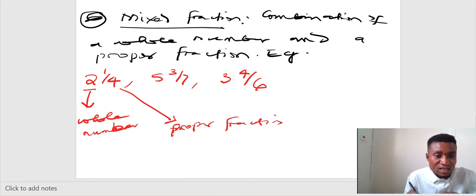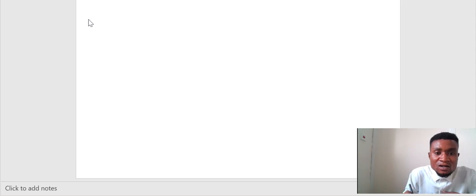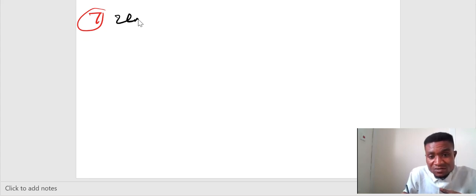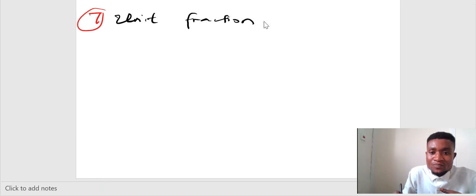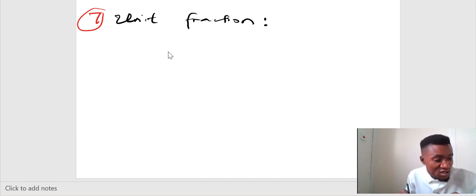So lastly, which is number 7, we have what is called a unit fraction. A unit fraction is a type of fraction where the numerator is 1.